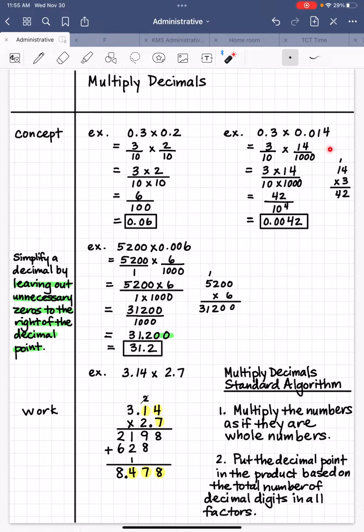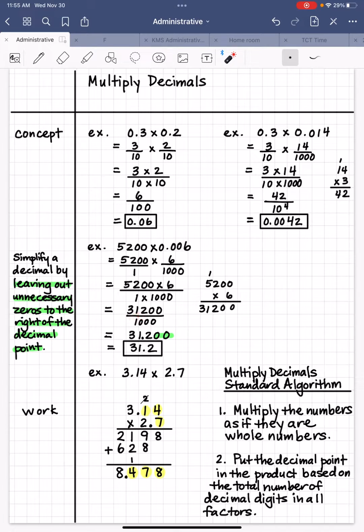You can see that the same thing is followed with this example right here and with this example right here. What I do want to draw your attention to is that we're pretending as if these numbers are whole numbers when we're doing the operations, as you can see, 5,200 times 6. And then we are putting the decimal point in after we're done with the entire multiplication problem.